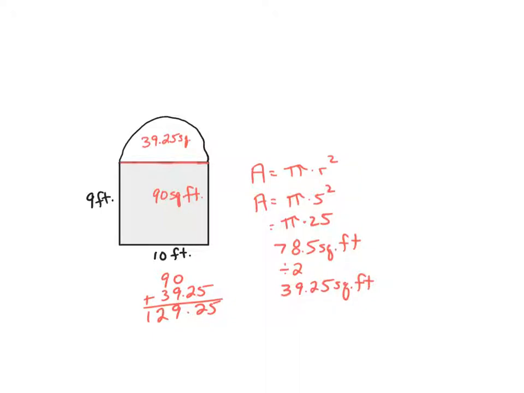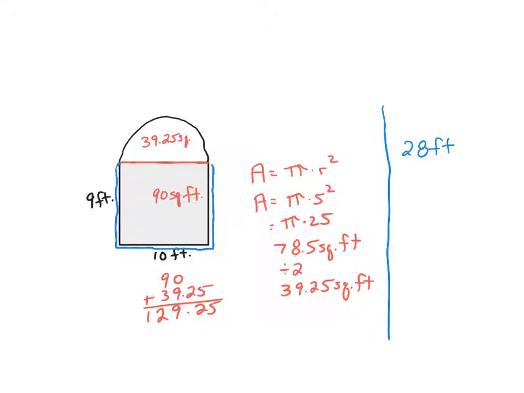Let's use the same figure and this time find the distance all the way around it. In order to find the distance all the way around it, it's easy to find the distance around the rectangular part. 9 plus 10 plus 9. 9 plus 9 gives me 18, plus the 10 gives me 28. So I know it's 28 feet just around the rectangular part of my figure.